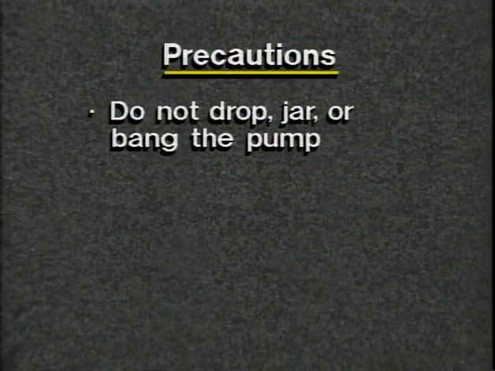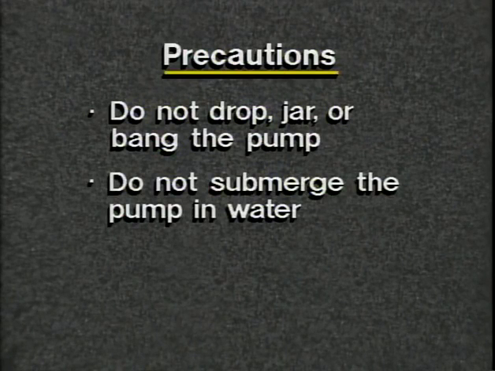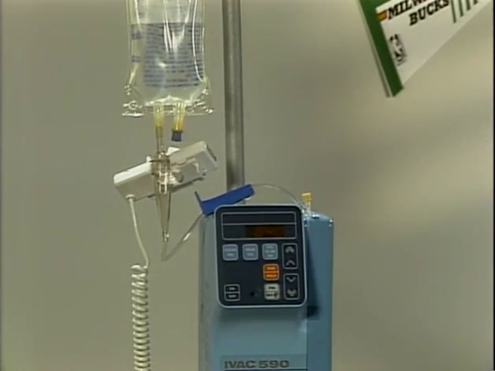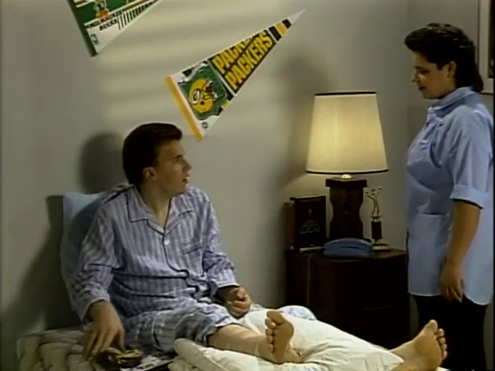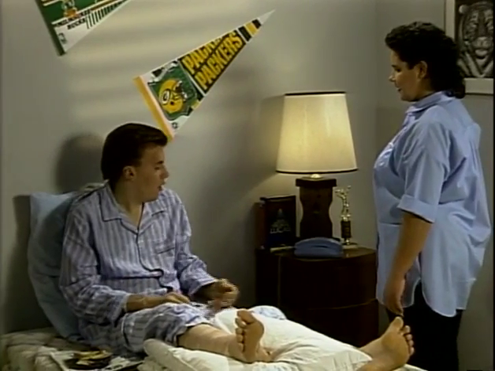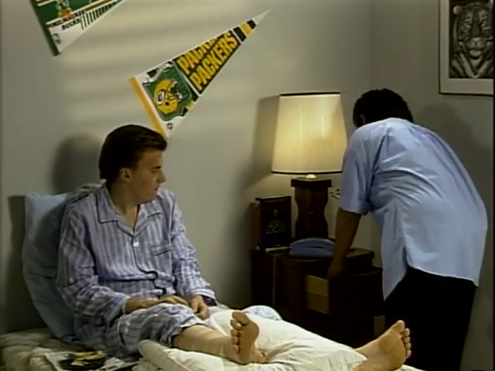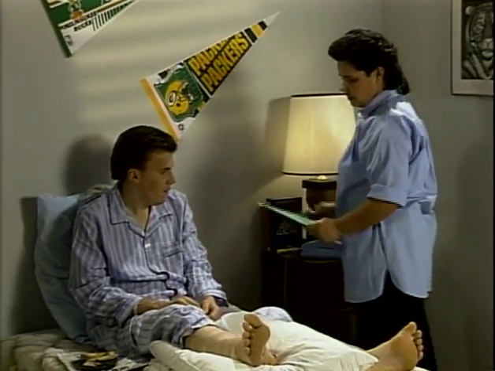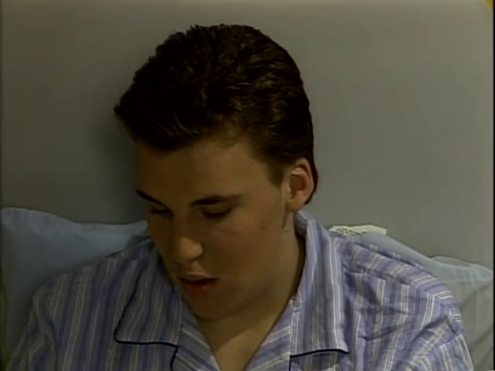Do not drop, jar, or bang the pump. Do not submerge the pump in water. The registered nurse will give you special instructions on how to protect the dressing and site, and how to assist your patient with bathing and other activities. The second type of pump is lightweight, hangs on a pole, and is usually plugged into an outlet. This pump is used for the patient who is non-ambulatory or has limited ambulation, and for the patient on intermittent infusion. This is the type of pump John Jr. is using at home to receive intermittent administration of antibiotics through a peripheral line.